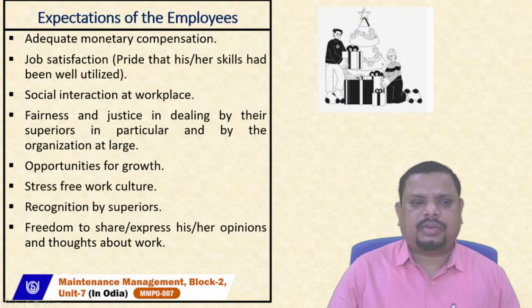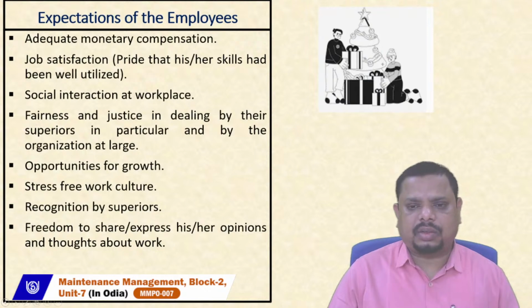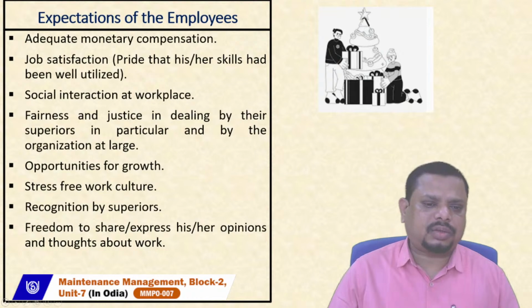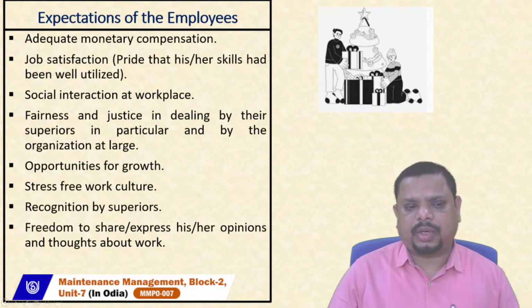So the next one is fairness and justice in dealing by their superiors, in particular by the organization at large. So whenever there is fairness and justice, it should be very clear to the bottom level of management, as well as the middle level of management, in whatever decision is taken by the top level of management.